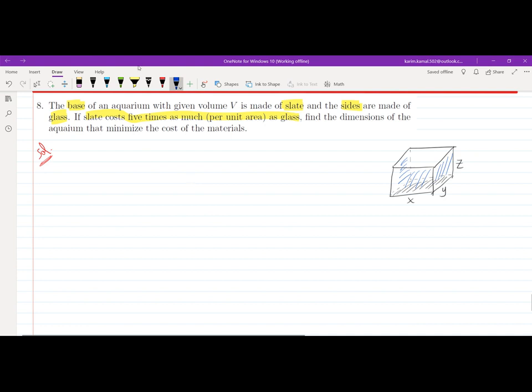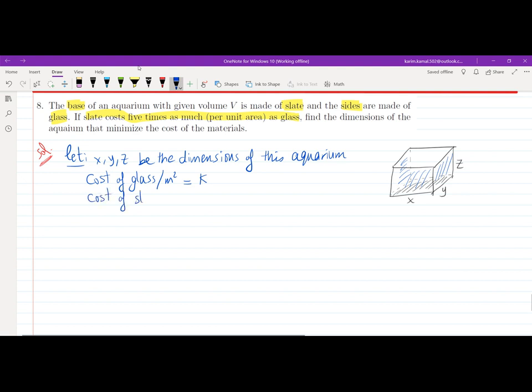Let x, y, and z be the dimensions of this aquarium, and let the cost of glass per unit area, for example per meter squared, be K, and then the cost of slate per meter squared or per unit area will be 5K, as it is stated here: 5 times as much as the glass.